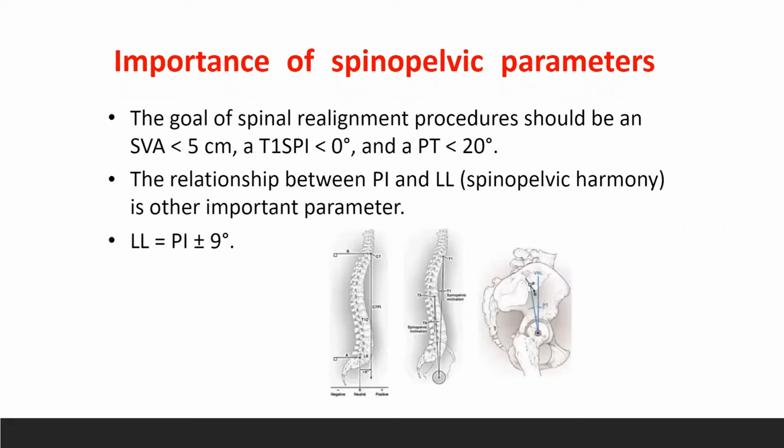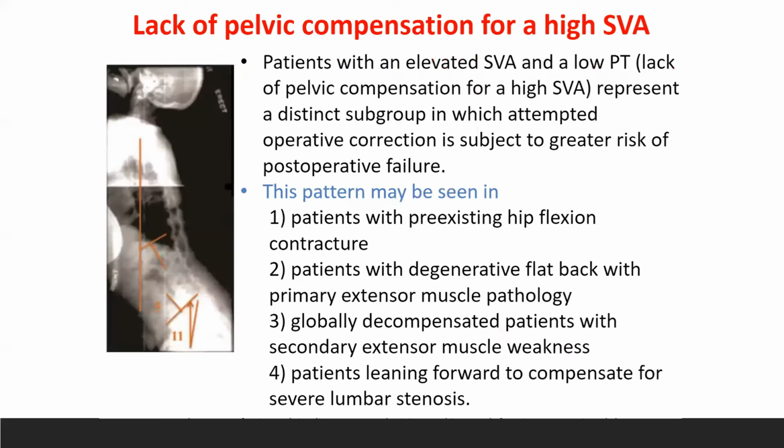So our goal for surgical correction should be an SVA of less than 5 centimeter, a T1 spinopelvic angle of less than 1 degree, and a pelvic tilt of less than 20 degrees. The relationship between the pelvic incidence and the lumbar lordosis is another important parameter which needs to be maintained.